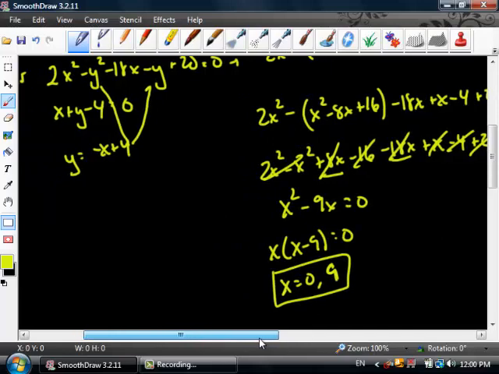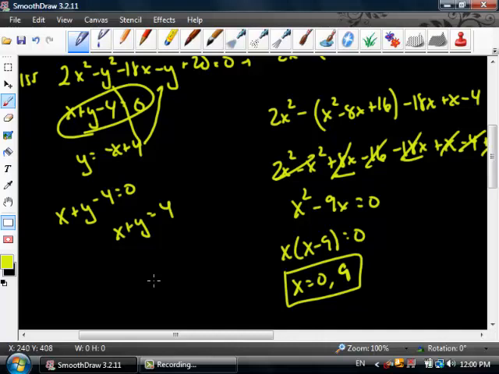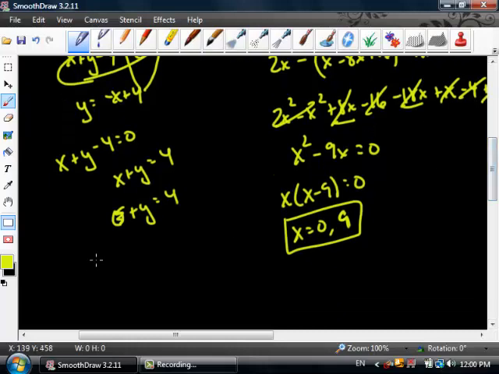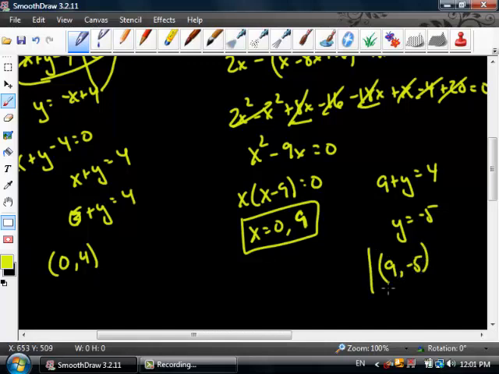Plug it back into the original problem, let's plug it back into this one here. So let's clean that up. That's x plus y minus 4 equals 0. In other words, x plus y equals 4. So if I plug in 0 plus y equals 4, I get y equals 4, which means that one of my coordinates is going to be 0, 4. The other version is when I plug 9 in. 9 plus y equals 4. Y equals negative 5. Therefore, 9, negative 5 is my other answer. So this is your answer, and this is your answer. All right.